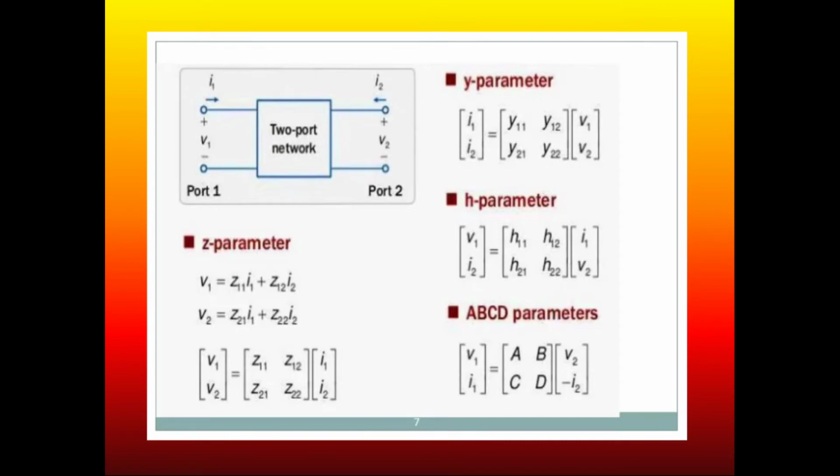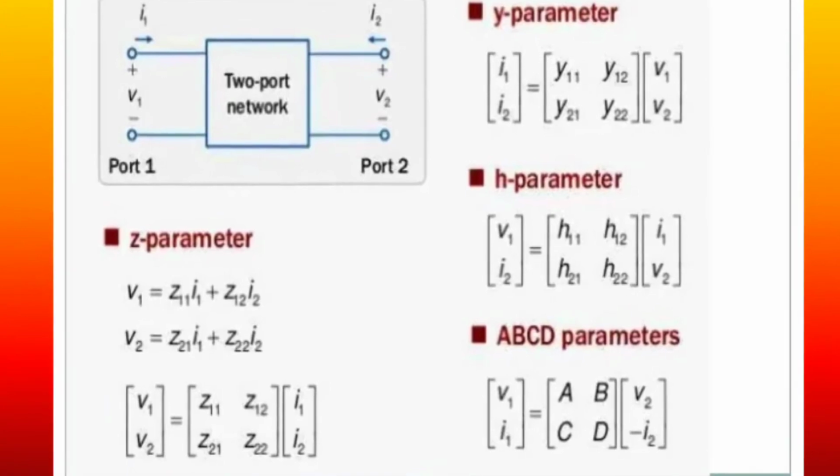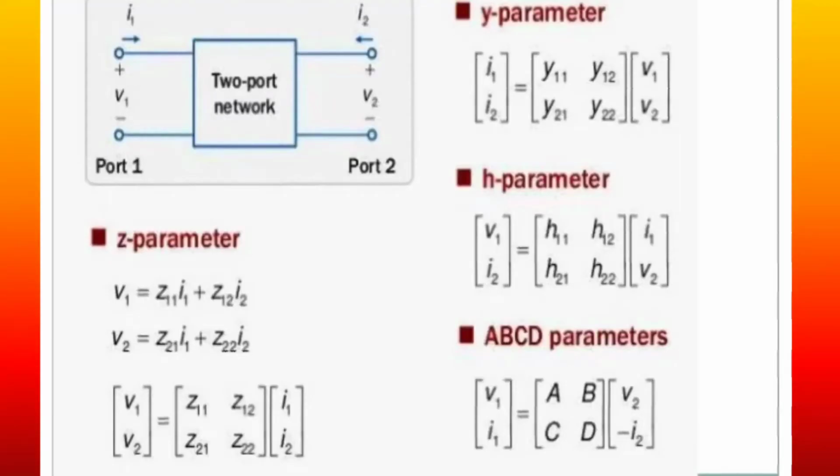Here is the circuit we are having. It's a two-port network. Input current is I1, output current is I2, input voltage is V1 and output voltage is V2. The Z parameter can be expressed as V1 and V2 in terms of I1 and I2. So V1 equals Z11 I1 plus Z12 I2. Similarly, V2 can be written as Z21 I1 plus Z22 I2. It is expressed in the matrix form as we already saw.